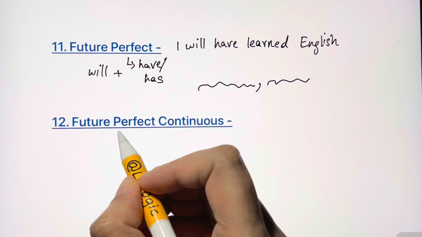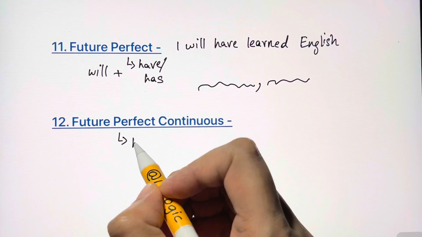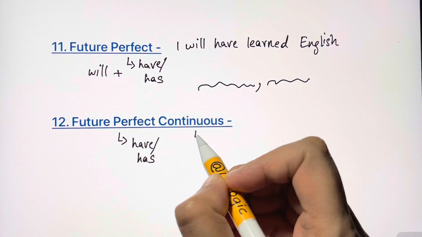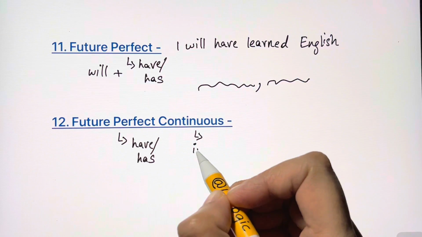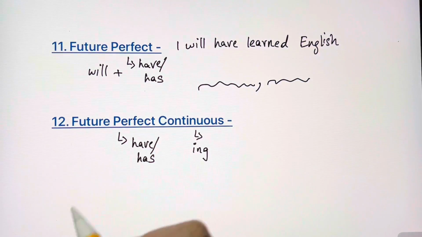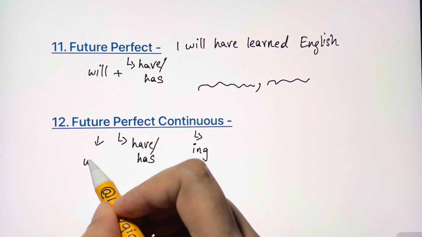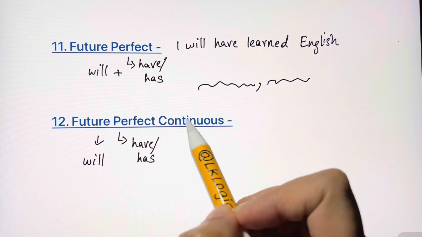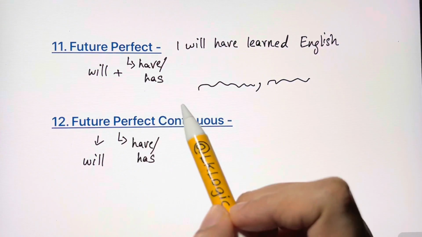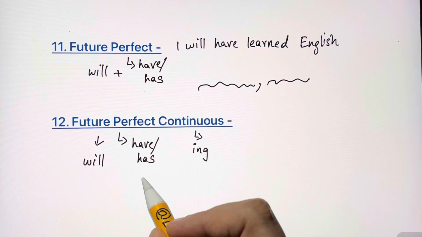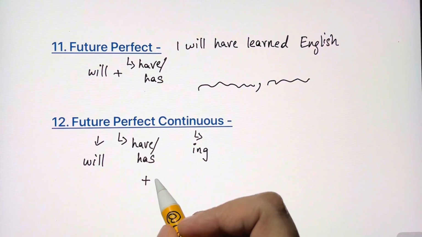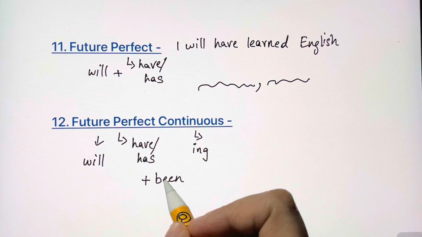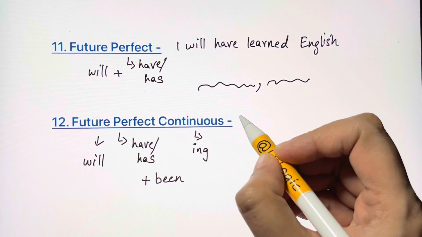The last one is future perfect continuous. So as you have perfect, what are you going to use? Have or has. As you have continuous, you'll be using the ing form of the verb. And as it is future, you're going to add will to that. Plus, as you have future perfect continuous, now you have seen we have done present perfect continuous, past perfect continuous. We added one more helping verb. There are two helping verbs. So what is the second one? Been. So you have to add been to the first helping verb.